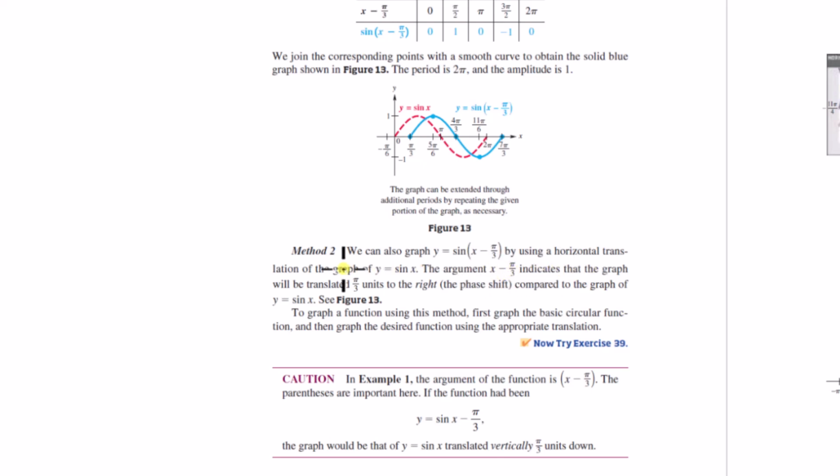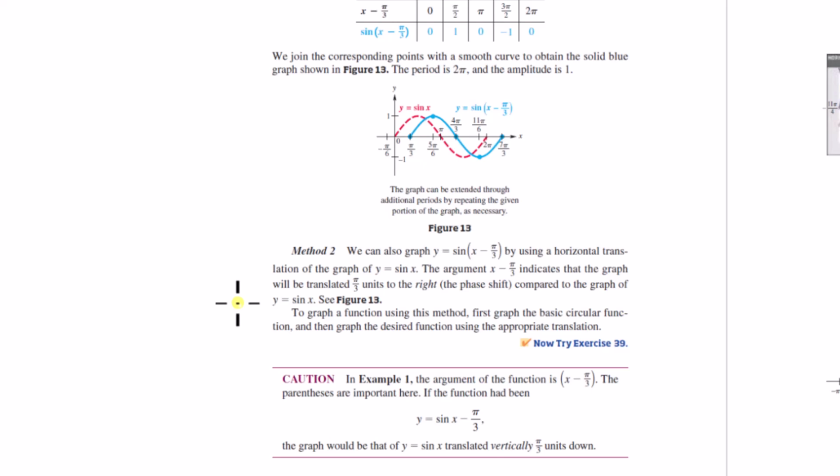Okay, so method 2, we can also graph y equals sine of (x minus pi over 3) by using a horizontal translation of the graph. This isn't a bad idea. We could start off by sketching the curve like we did in the previous section without the horizontal shift, do that on a separate layer on your computer screen, and then take that layer and shift it, and then you have your graph. That's actually not a bad method either.